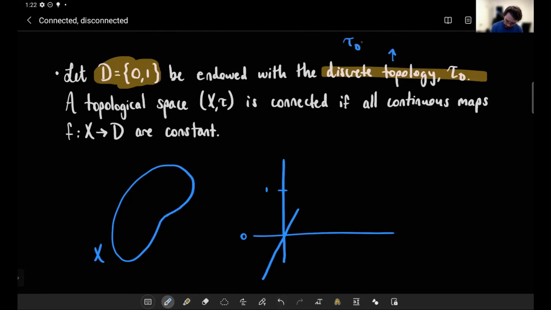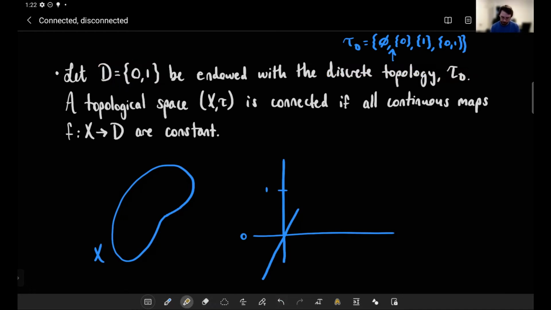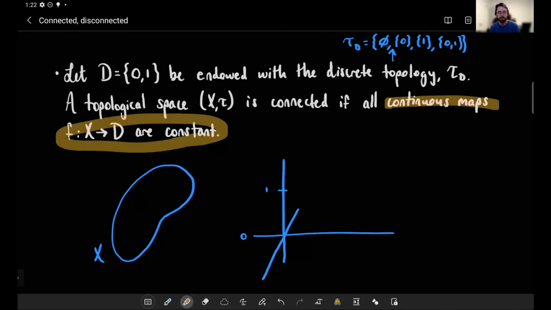Tau D equals the collection containing the empty set, the singleton 0, the singleton 1, and the whole space. And nothing else. Those are the only open sets in my discrete space. Then it turns out that being connected is equivalent to all continuous maps of this form being constant.